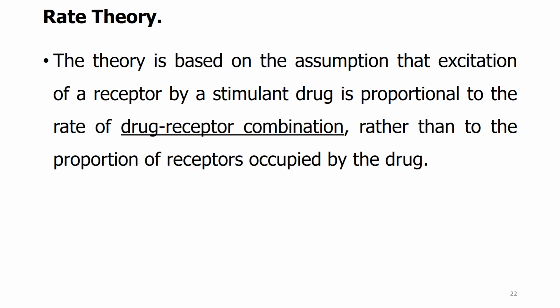The second theory is the rate theory. This theory is based on the assumption that excitation of a receptor by a stimulant drug is proportional to the rate of drug-receptor combination, rather than the proportion of receptors occupied by the drug as proposed by the receptor occupancy theory.